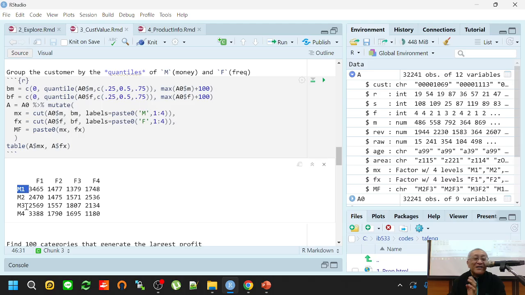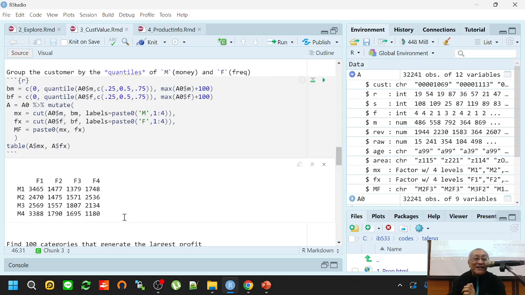Okay, F1 is the group that buy most frequently, and F4 is the group that buy less frequently. M1 is the group that, in average, buy the largest buying amount, and this is the least buying amount. Okay, and by labeling customer in this way, we can label each customer into 16 different groups, right? By using the buying frequency and average buying amount, we label the customer into so many different groups.